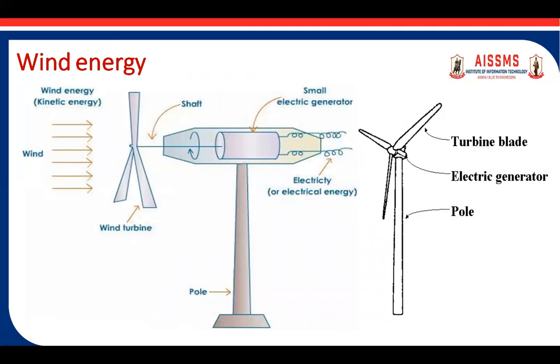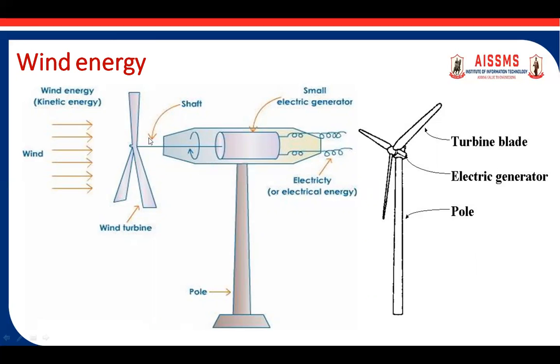Wind energy is the next type of power plant. Here if you see the construction details of the windmill, the wind turbine is also there. Electrical energy is produced here. The wind rotor is mounted on a horizontal shaft. A small electric generator is there, and this total structure is supported by means of a pole.